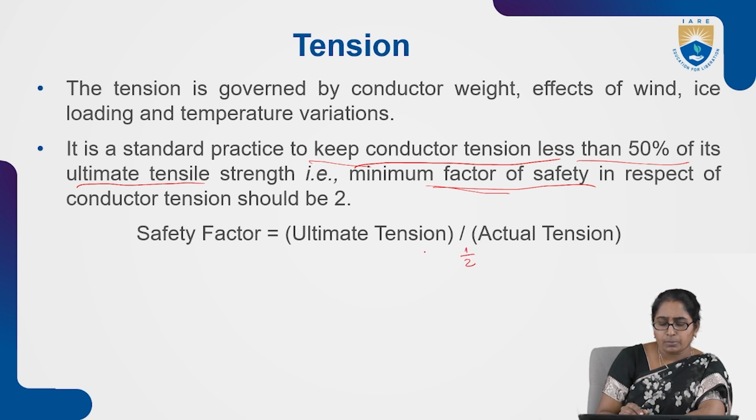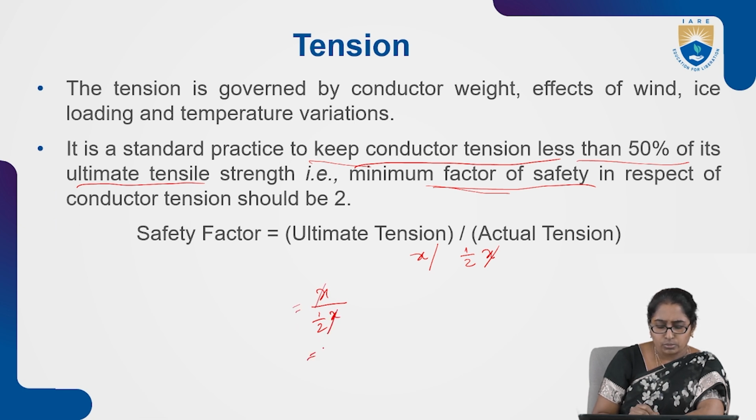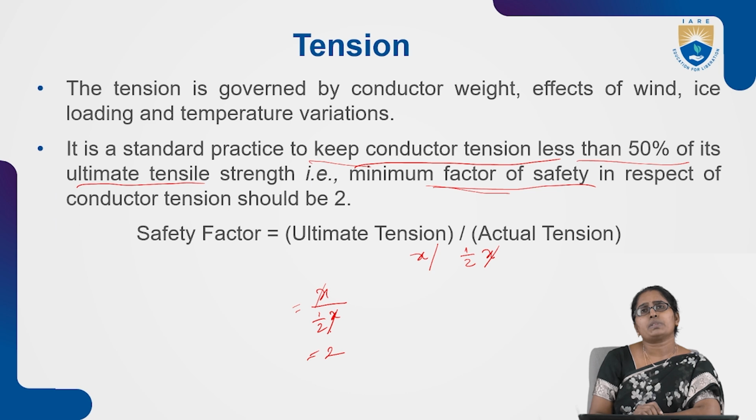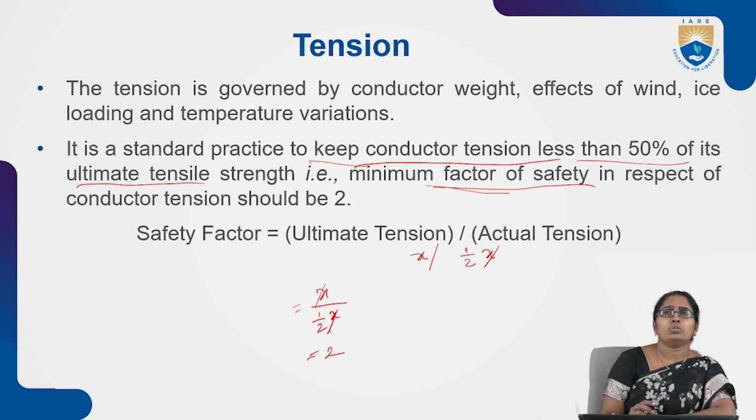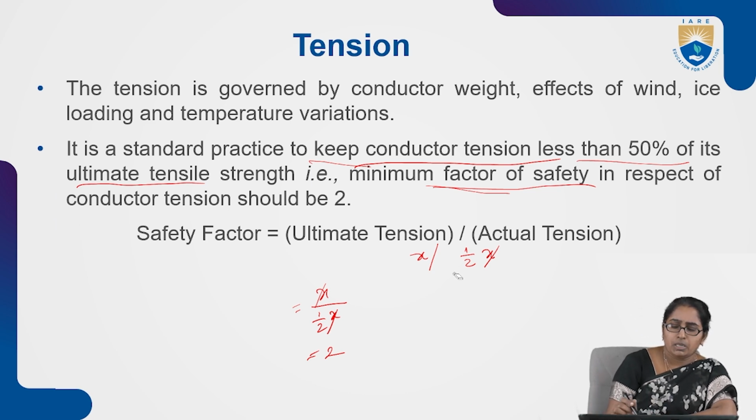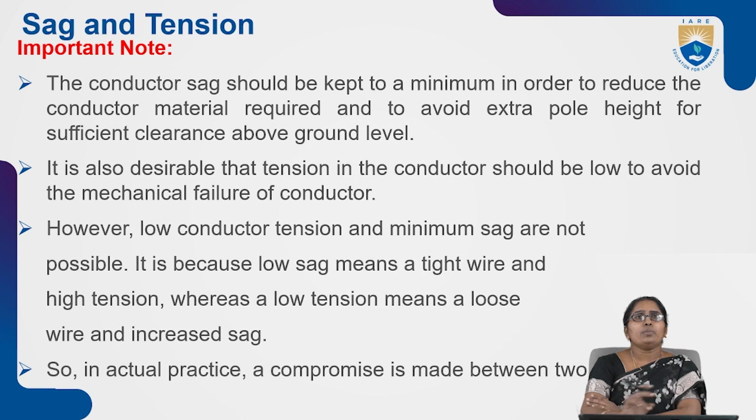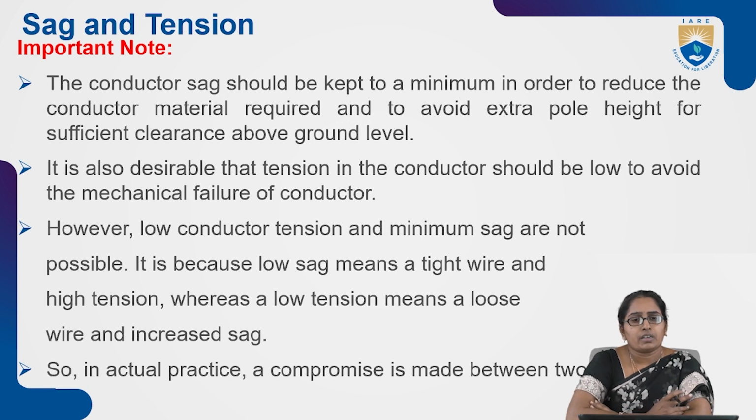50%, if we say ultimate tension is x, this is 50% of x. So x divided by 50% of x, what is that? It becomes 2. So the minimum value of the safety factor is given by 2. Next, there are a few more points related to both sag and tension.